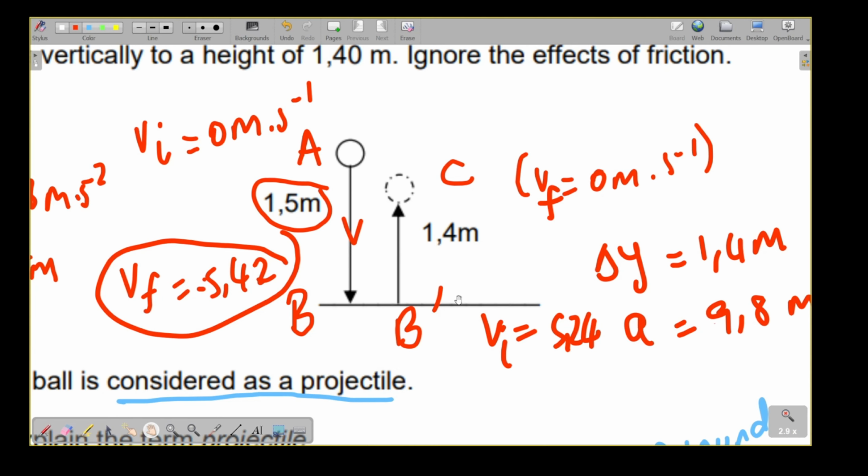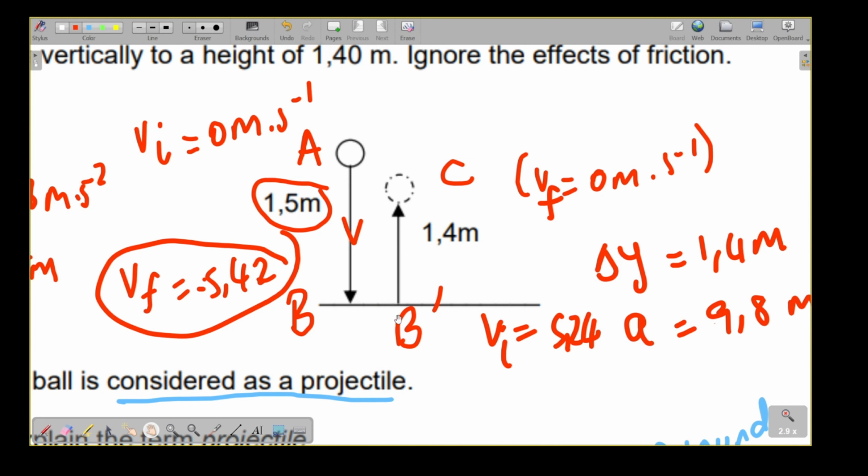Now, the ball touching the ground, we call it a collision, because that is a contact between two objects. So we can say 5,42 meters per second is the velocity before the ball collided with the ground, while 5,24 is the velocity after the ball collided with the ground.